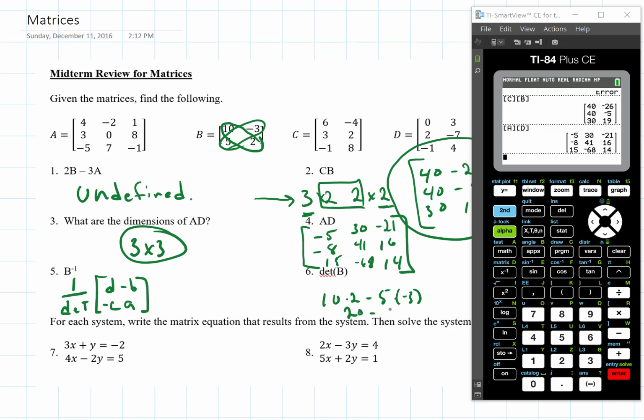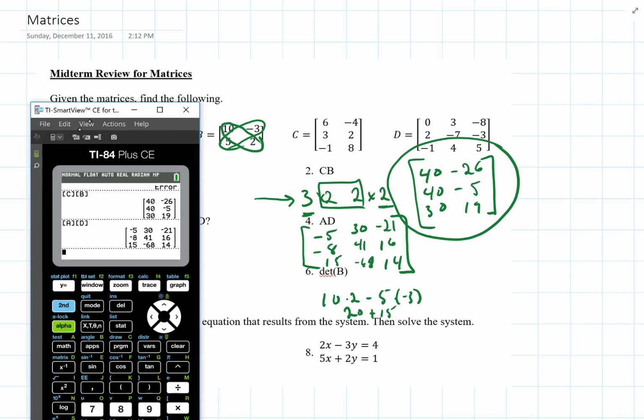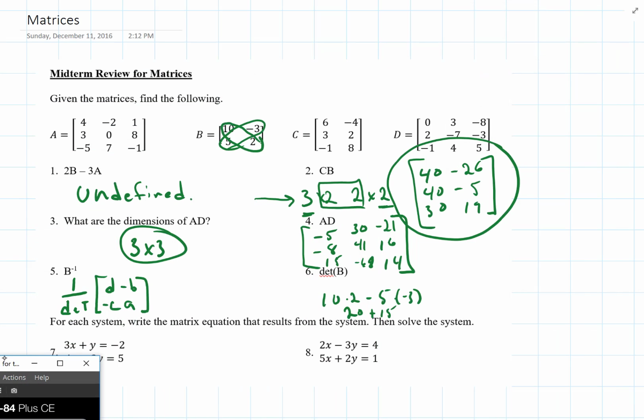20 minus -15, so we'll just say plus 15. So the determinant, let's get the calculator out of the way here. The determinant of matrix B equals 35. So back over here, we're going to write this as 1 over 35 times 2, -3, 5, 2.